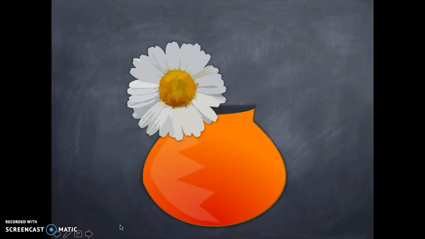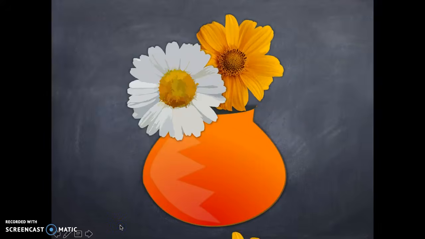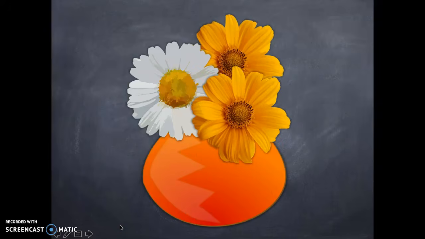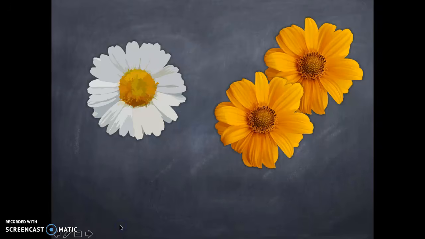How many yellow flowers do I need to add to my vase to get to 3? Yeah, if I have 1, I need to add 2 more because 1, 2, 3. If I have 1 and I add 2 more, I'll make 3. See, the hidden partners in there are the yellow flowers, and the white flowers.